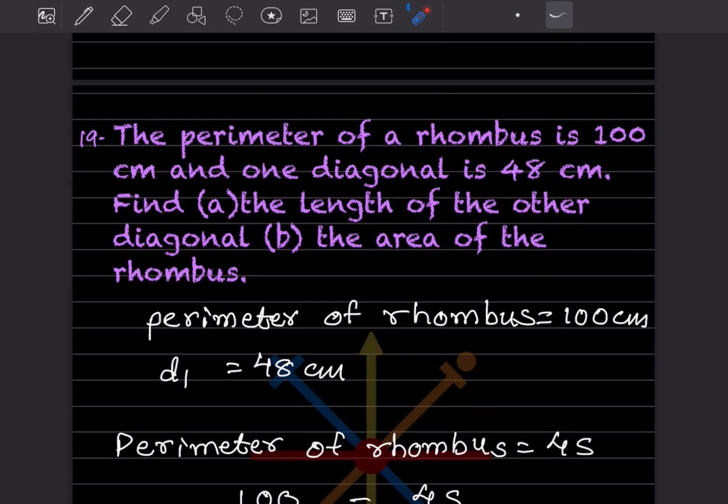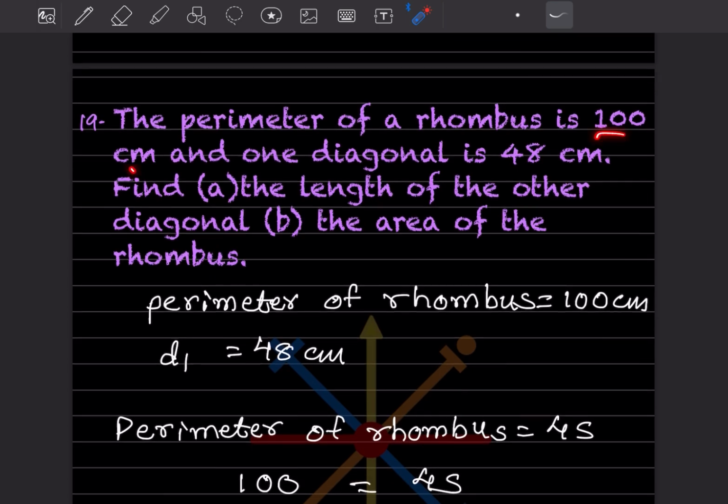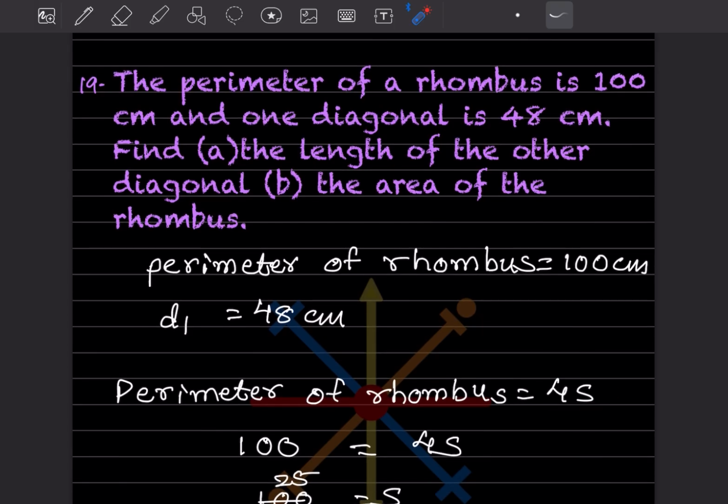The perimeter of a rhombus is 100 centimeter and one diagonal is 48 centimeter. Find the length of the other diagonal and the area of the rhombus. So the perimeter of the rhombus is given as 100 centimeter. One diagonal is given, let us consider d1 as 48 centimeter. The perimeter means the sum of all sides. There are 4 sides in it, so that is going to be 4s, and this perimeter of the rhombus is given as 100.